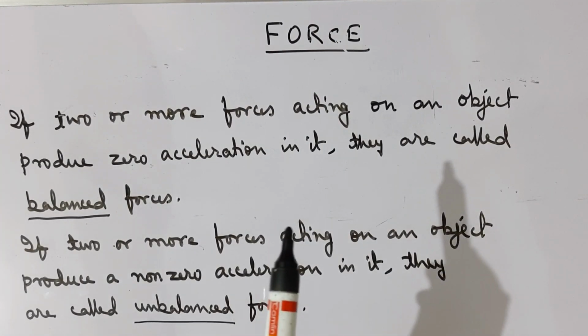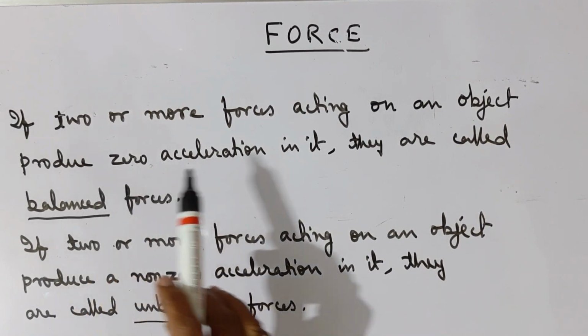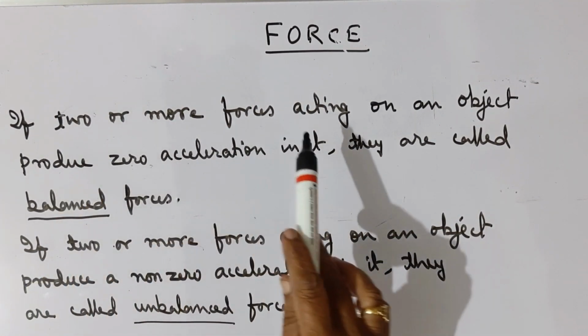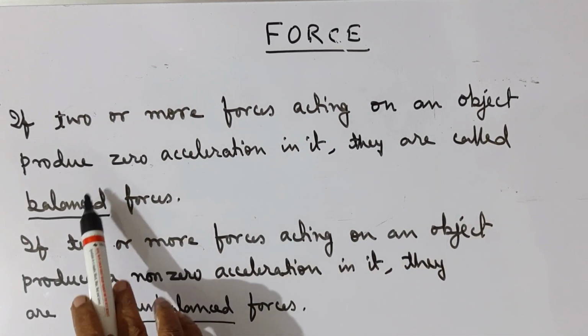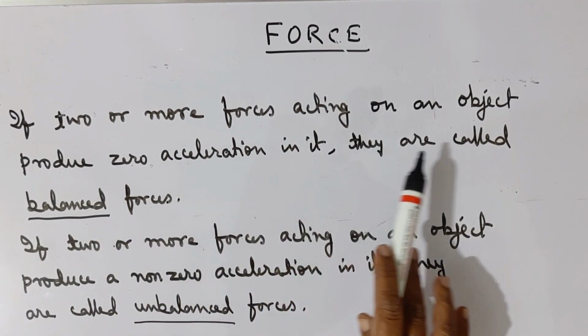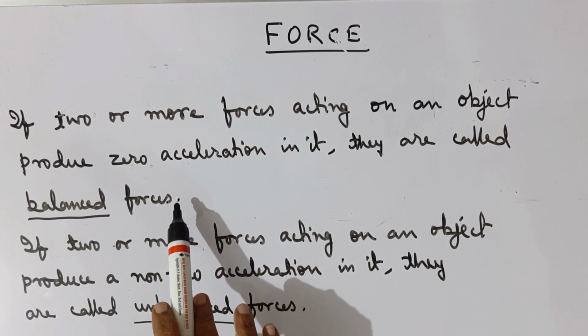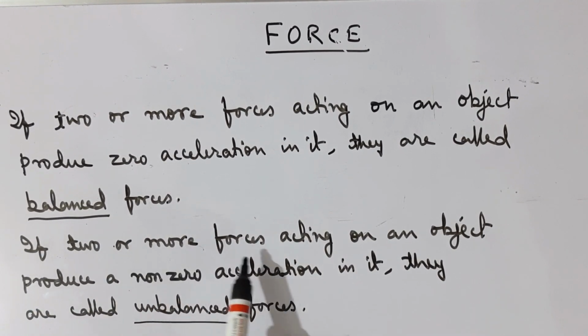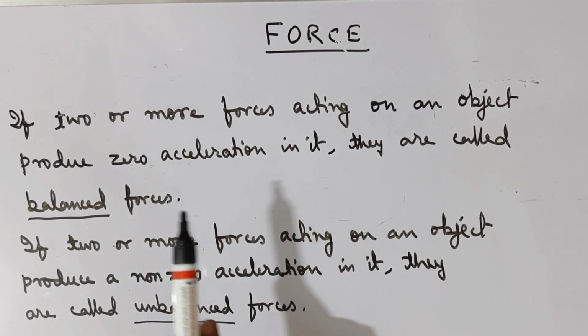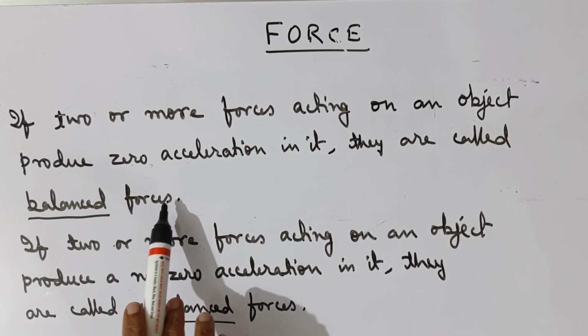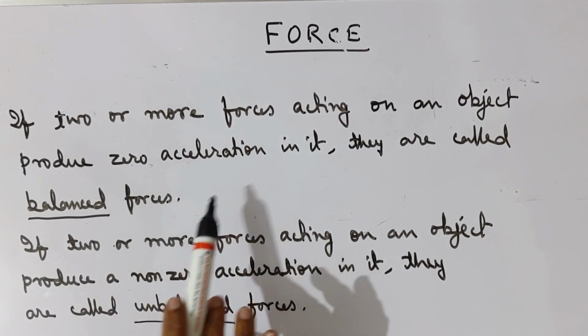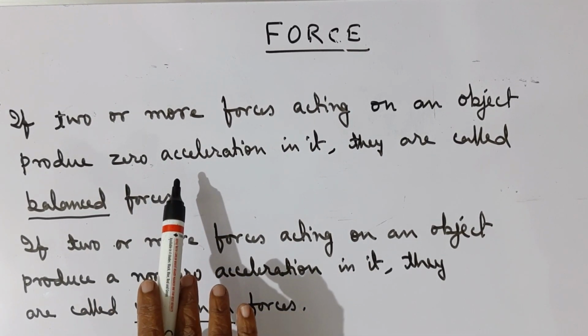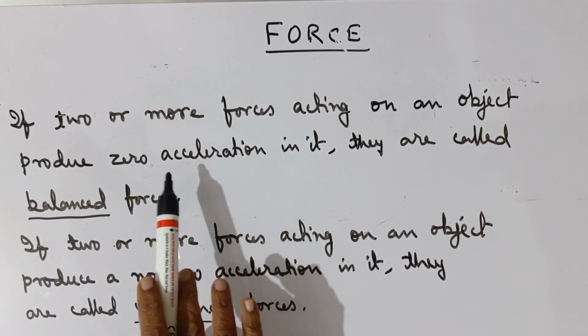So now we can write the definitions of balanced and unbalanced forces. If two or more forces acting on an object produce zero acceleration in it, they are called balanced forces. On the other hand, if two or more forces acting on an object produce a non-zero acceleration in it, they are called unbalanced forces. So we saw that when the forces are balanced, there is no effect of the forces, although there are two or more forces acting on it.